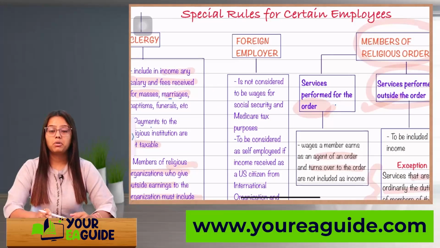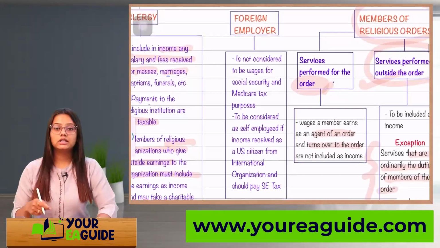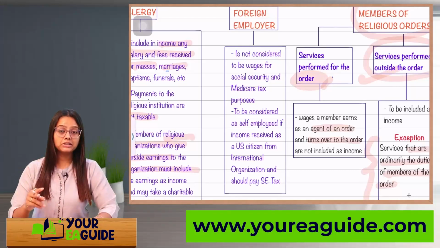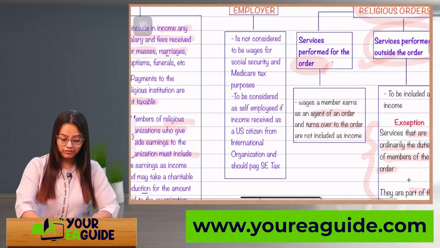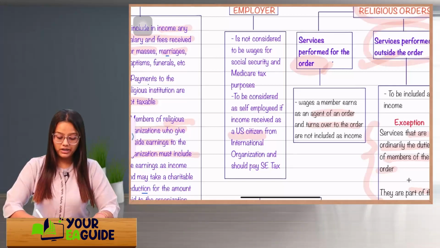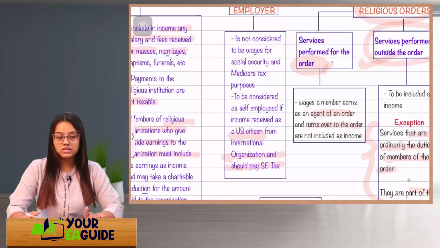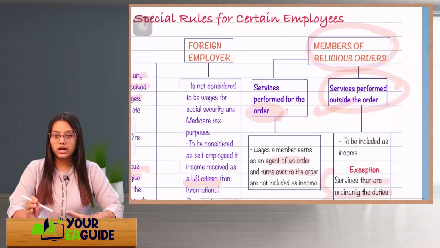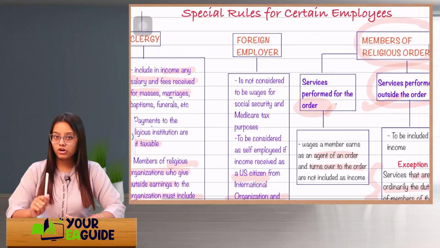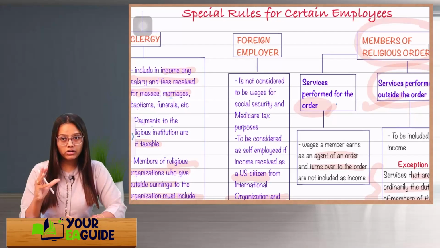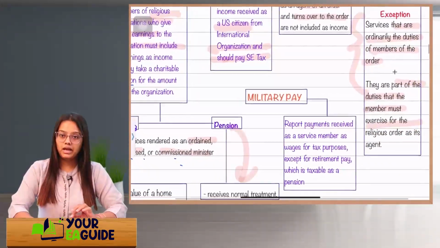Next is foreign employer. If your employer is a foreign employer and you are receiving some income from that, it is not considered to be wages for Social Security, Medicare purpose, but it will be considered straight away as self-employment income if you are receiving it as a US citizen from an international organization, and you will be paying self-employment taxes. Okay, please remember this. In case of clergy, foreign employer and member of religious order, there are certain conditions. Because of those conditions, your income will not be W2 income, but it will look like you're receiving wages, but it will fall under self-employment income, and self-employment tax will be applicable.